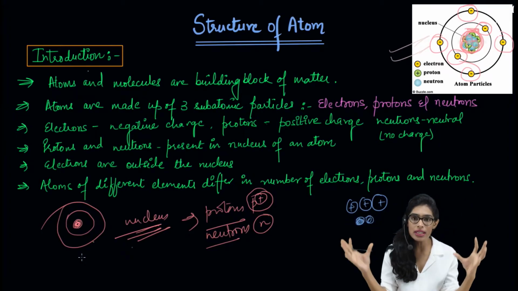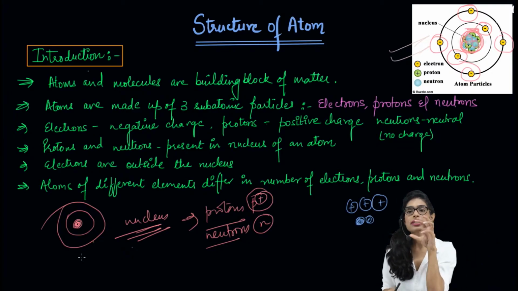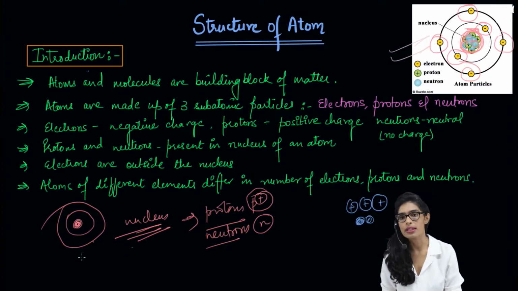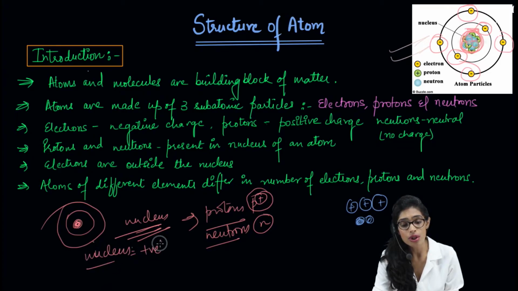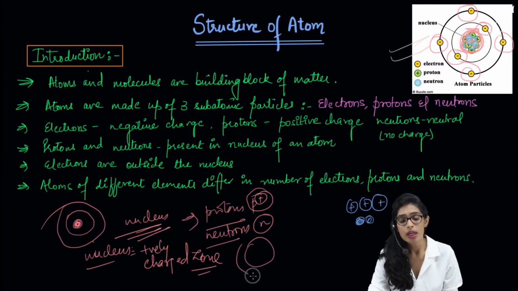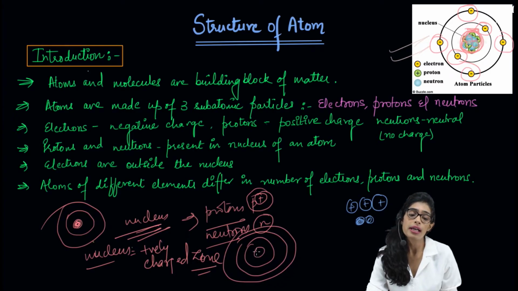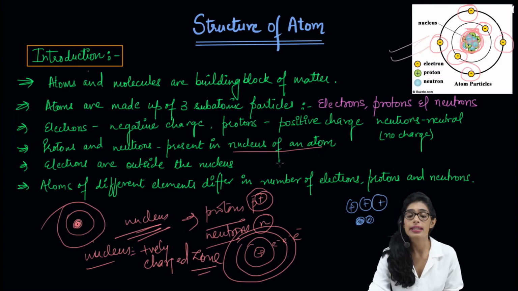So electrons are outside in the free space revolving around the nucleus, and the nucleus is the dense center part of an atom where neutrons and protons are present. We can also say the nucleus is a positively charged zone because neutrons don't have any charge, whereas outside you have electrons, which are negatively charged. So electrons are outside, protons and neutrons are inside the atom.